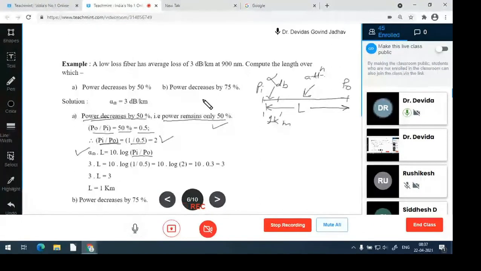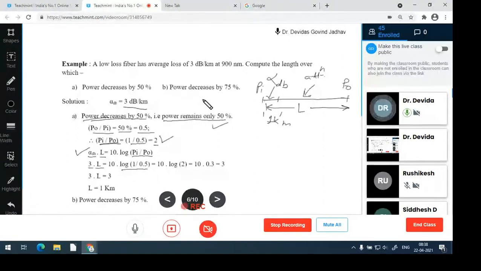Per unit attenuation multiplied by the length of the fiber is the total attenuation, given as 10 log Pi upon PO. Now here alpha dB is given as 3 dB per kilometer, so we will substitute that. We have to calculate L, the length at which the 50% power decreases. So we will take log of Pi upon PO. Pi upon PO is 1 upon 0.5, that is 10 log 2.